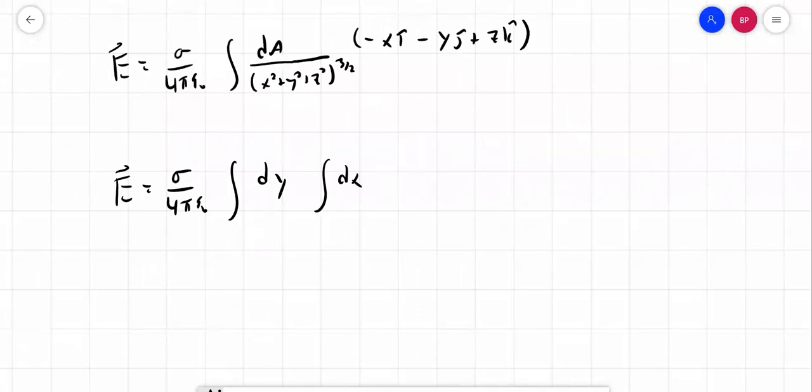It doesn't matter which one comes first, by the way. The order of integration doesn't matter. At least in physics, it matters sometimes in math, but not very often. Okay, so, well, let's rewrite the rest of this. So we have our vector here, divided by our distance cubed.